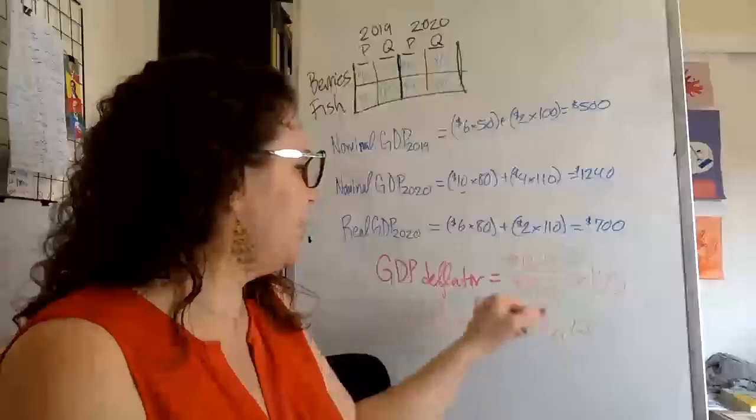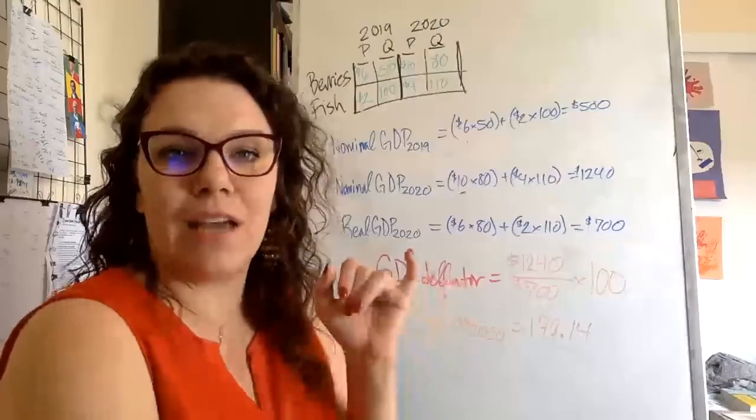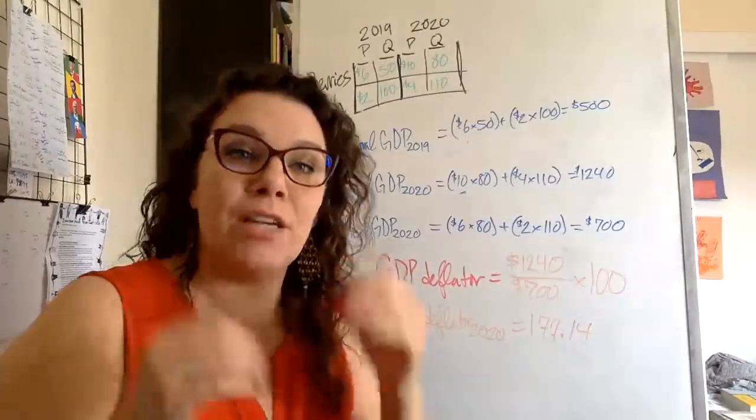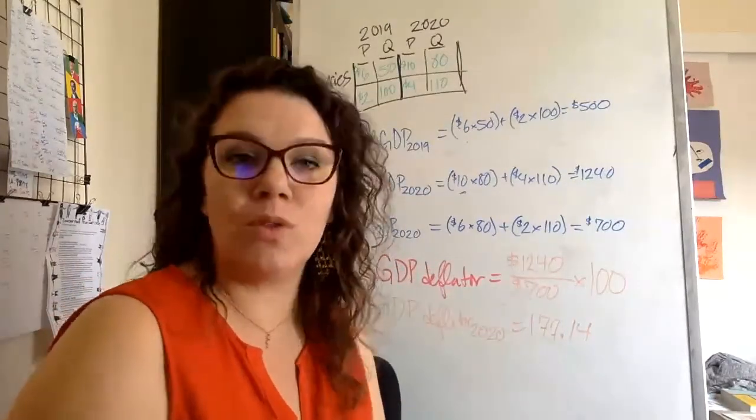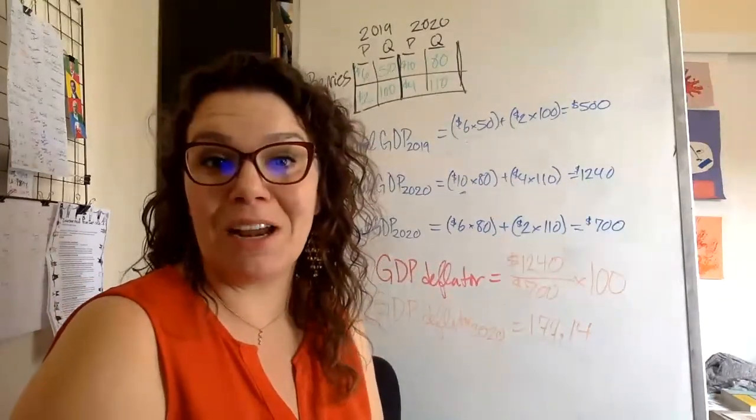The GDP deflator and the CPI are two measures of inflation. They measure it slightly differently, but they tend to move together. And they're both useful measures that we can use when we're looking at our macroeconomy.